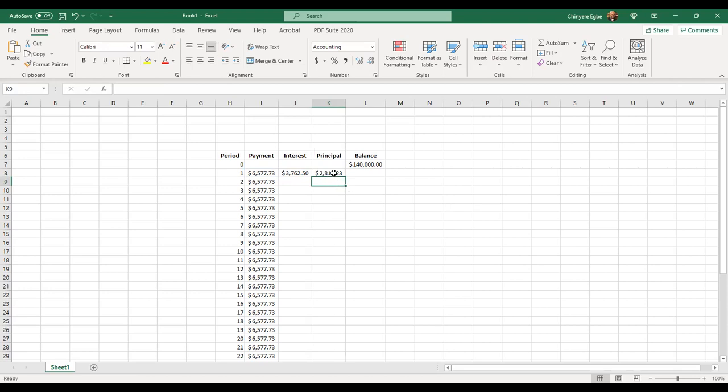And so of the 6,577 that you paid, 3,762 is taken for interest, and you receive credit for 2,815 as payment towards the loan. So your balance becomes equal to L7 minus K8. That is your balance. Now you can take this whole thing and drag it down.